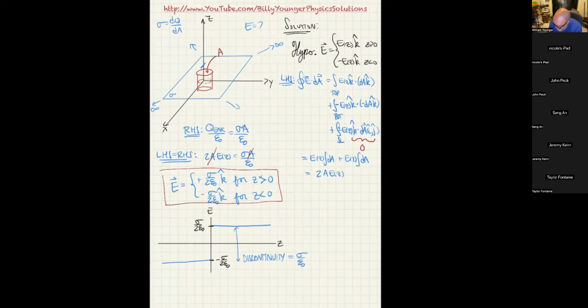All right, we got like 1 minute left, so let me show you something really quick that we need. If I put a positive plate here and a negative plate here, I would make what's called a capacitor.